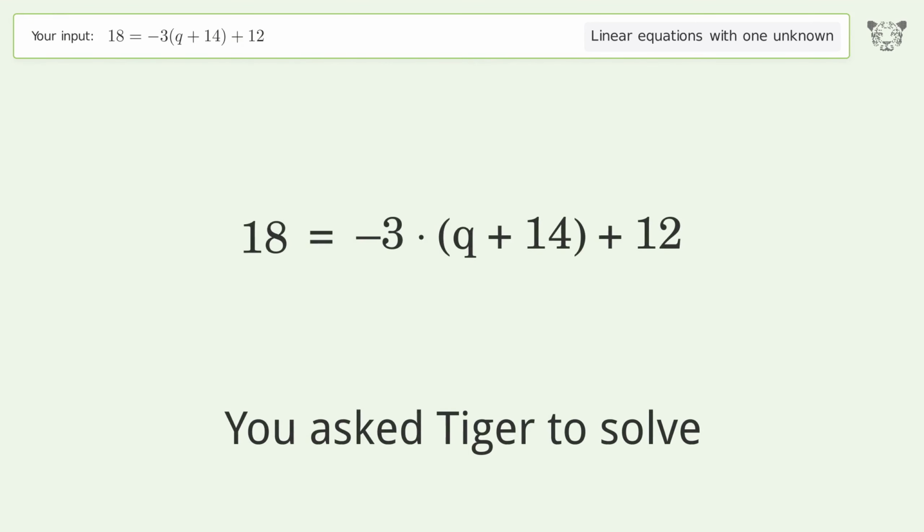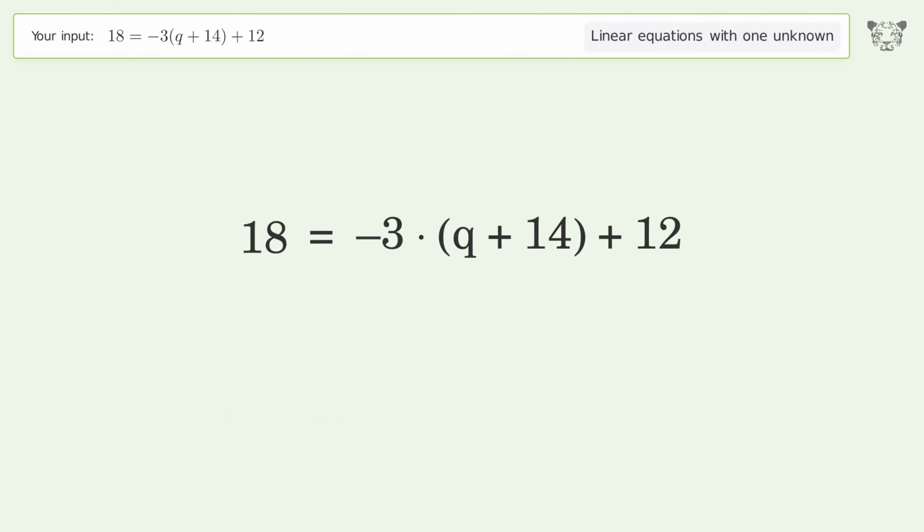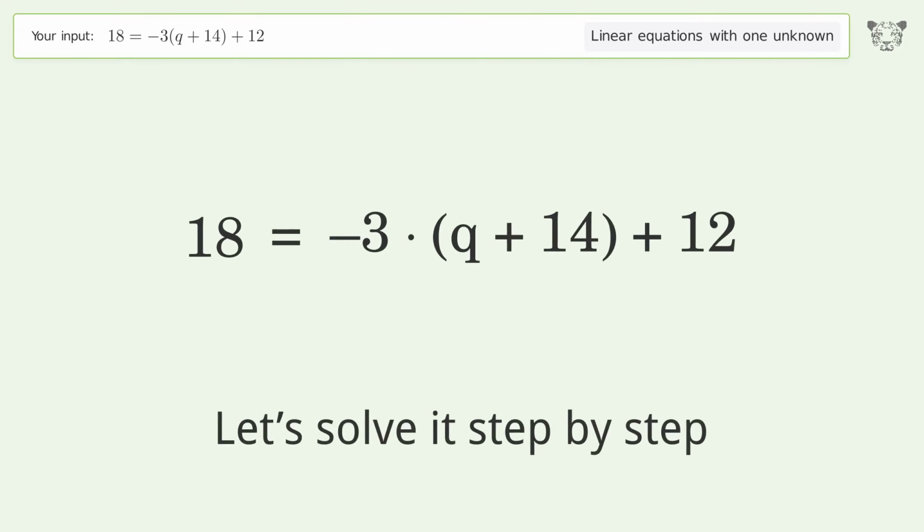You ask Tiger to solve. This deals with linear equations with one unknown. The final result is q equals -16. Let's solve it step by step.